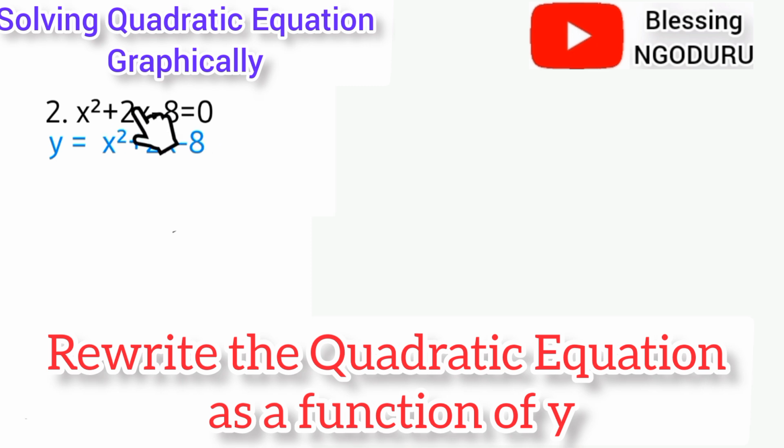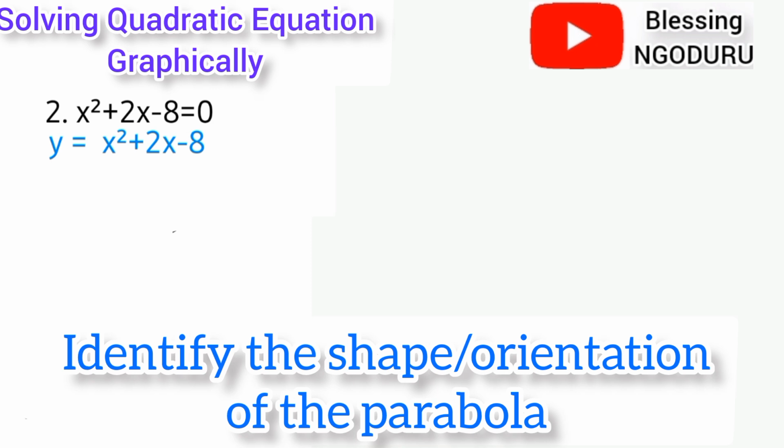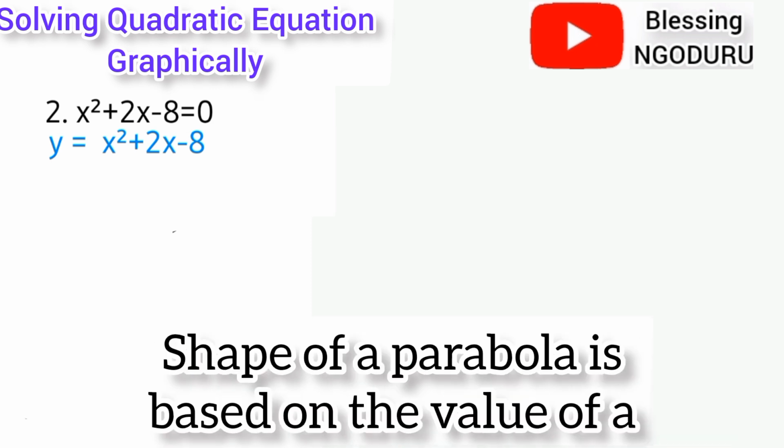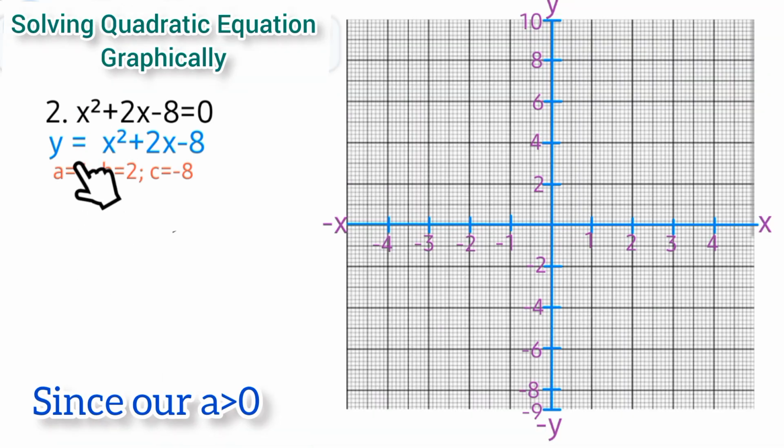Rewriting this equation as a function of y, we have y equals x squared plus 2x minus 8. Now let's identify the shape or orientation of the parabola. The shape of a parabola is based on the value of a. The a value here is 1 because the coefficient of x squared is 1. Since our a value is greater than 0, our parabola opens upward.